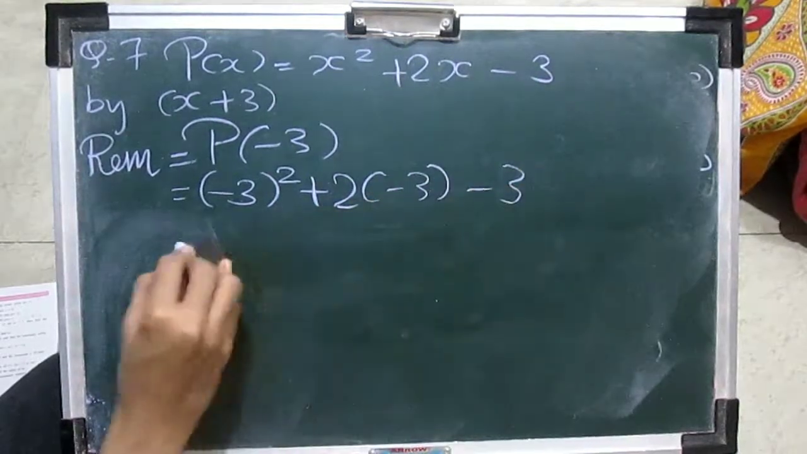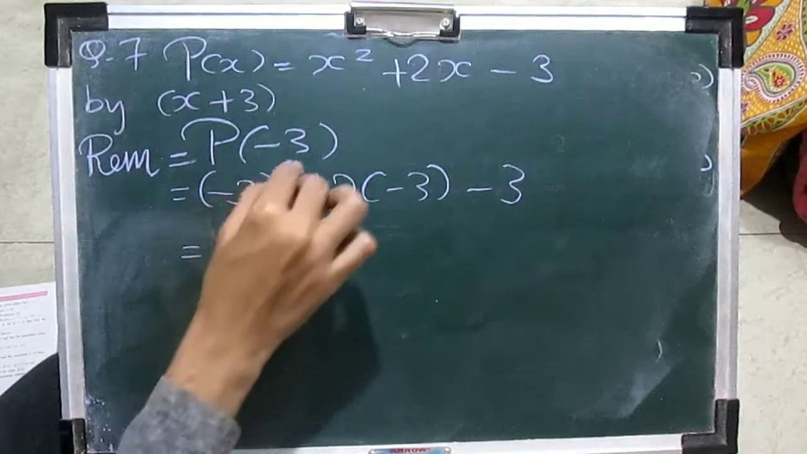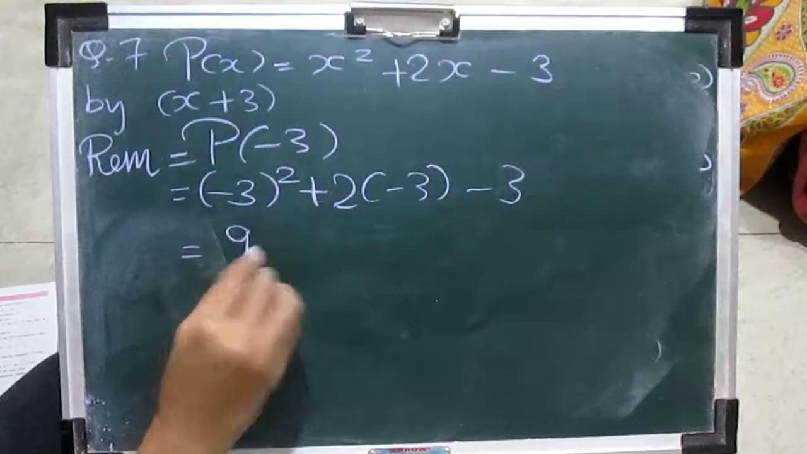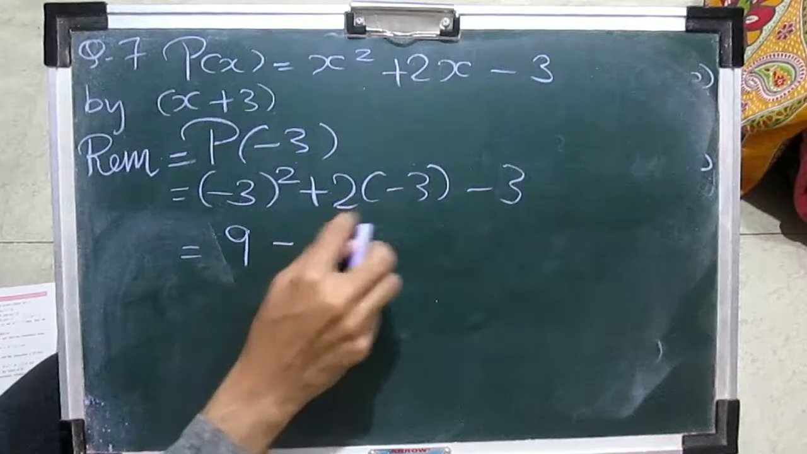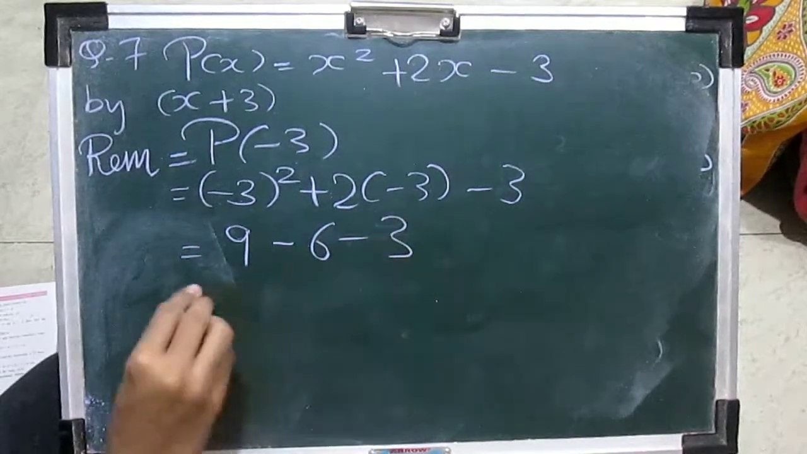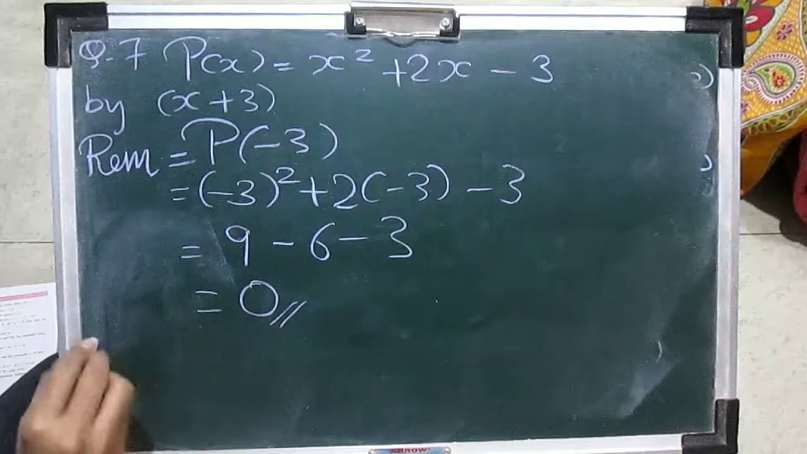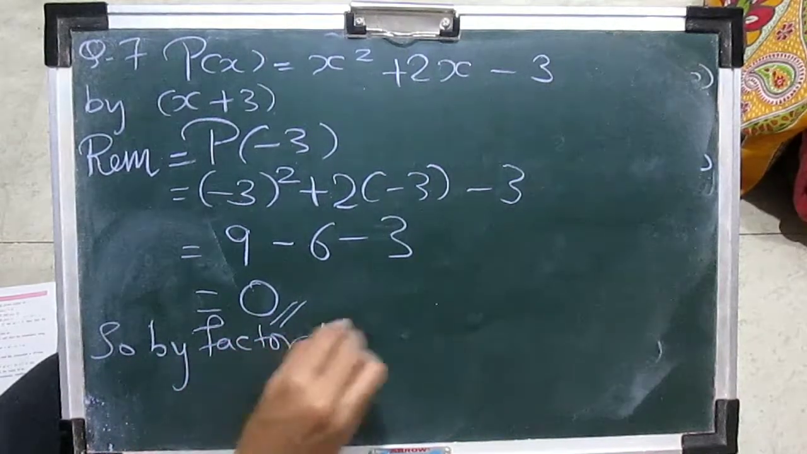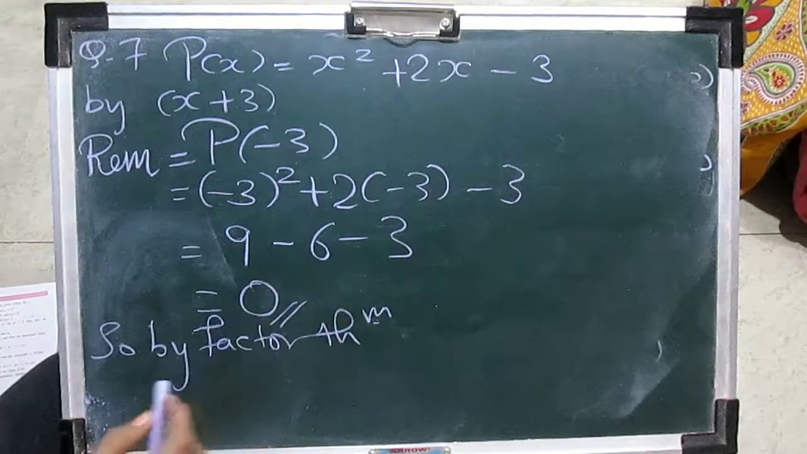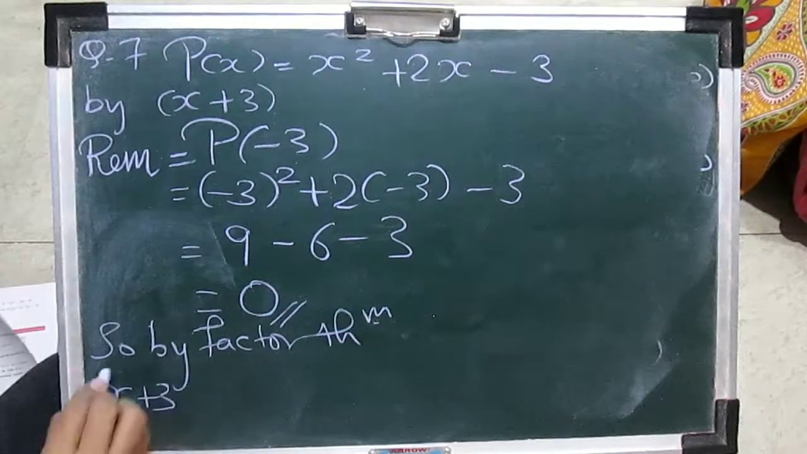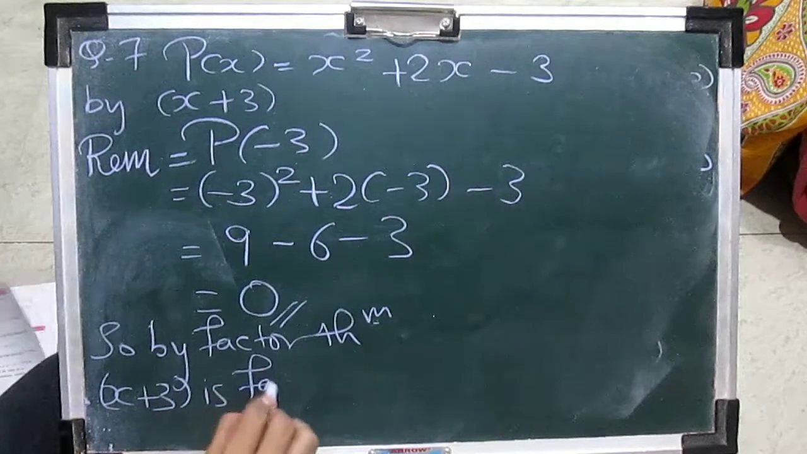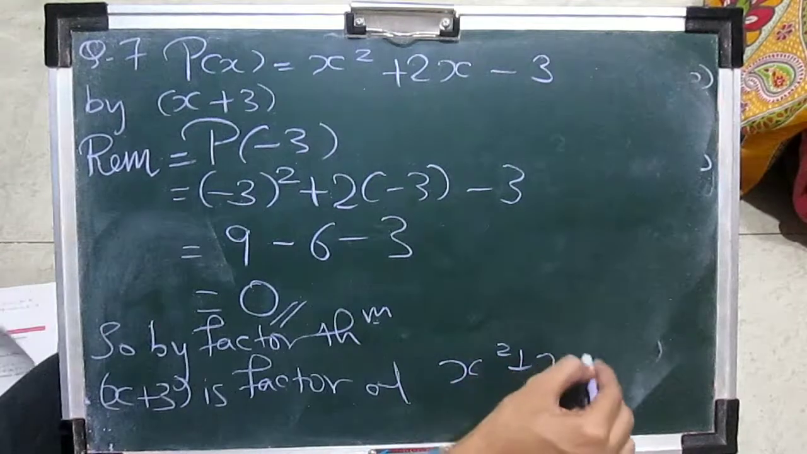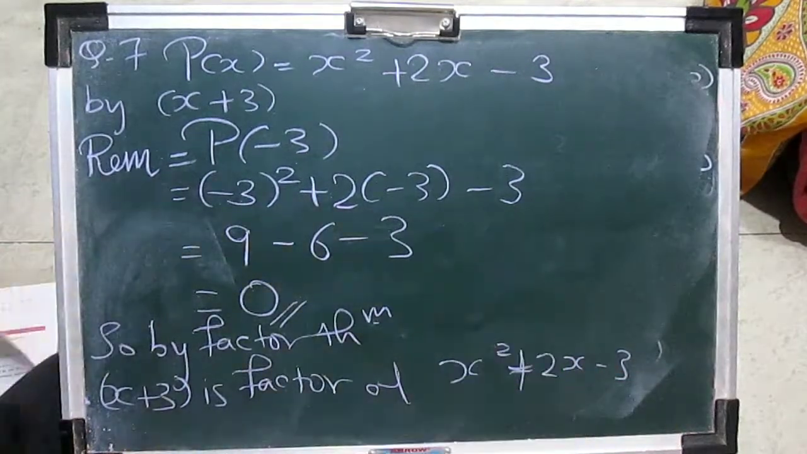What is minus 3 square? Minus in the even power means the answer is plus. 3 square is 9. Plus and minus will become minus. 2 3s are 6, and minus 3. So it is 0. So by the factor theorem, since the remainder is 0, we can say that x plus 3 is a factor of x square plus 2x minus 3. So this way we can write.